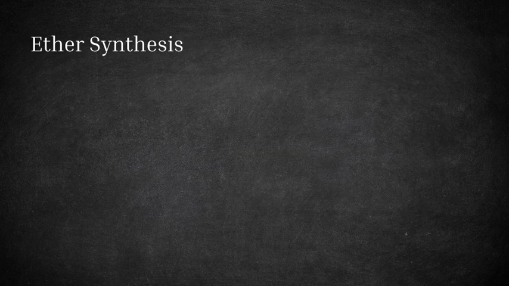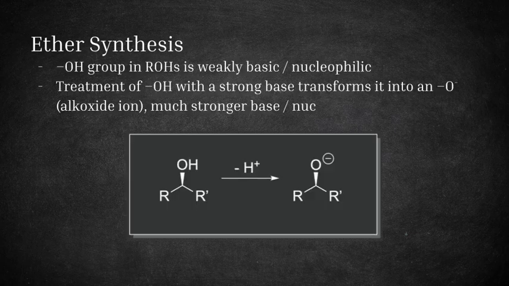Now that we've discussed methods to convert alcohols into good leaving groups and halides, let's turn to the reactions involved in ether synthesis. As we've discussed, the hydroxyl group of an alcohol is weakly basic and weakly nucleophilic. However, when treated with a strong base to deprotonate the acidic hydrogen, the alcohol forms an alkoxide ion, which is a much stronger base and a better nucleophile. These alkoxides are excellent nucleophiles for SN2 reactions and serve as effective bulky bases for E2 reactions.